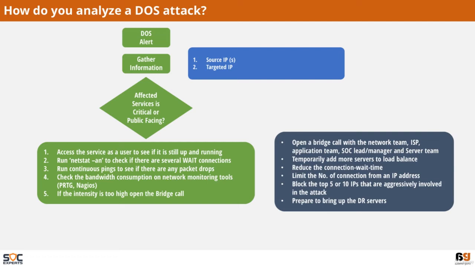Remediation would involve opening a bridge call with the network team, ISP, application team, SOC lead and manager, and the server team. Temporarily add more servers to load balance the traffic. Reduce the connection wait time. That is, if somebody is doing a SYN flood attack, that can be reduced here. Limit the number of connections from an IP address or from a user. Block the top 5 or top 10 IP addresses that are aggressively involved in the attack, and prepare to bring up the disaster recovery servers if necessary.